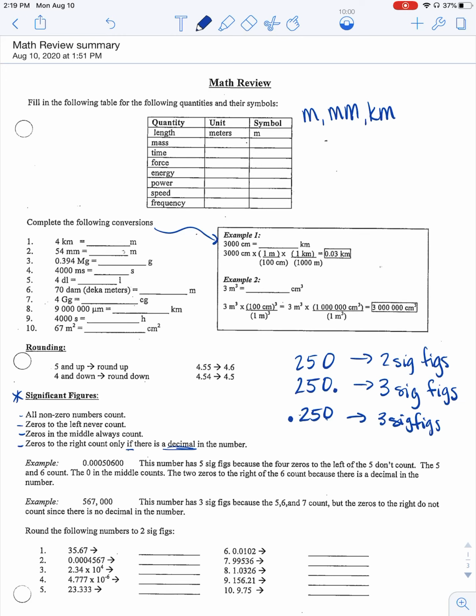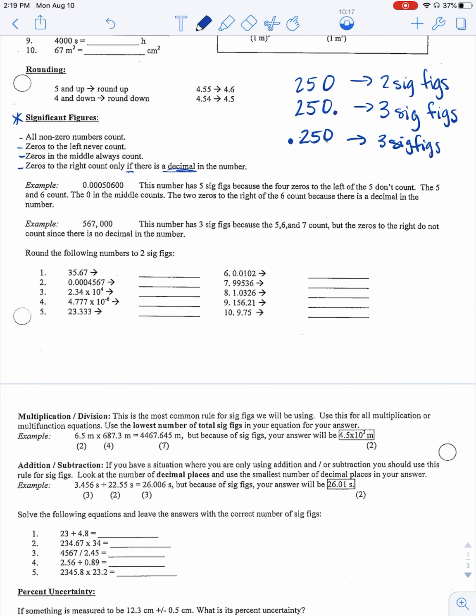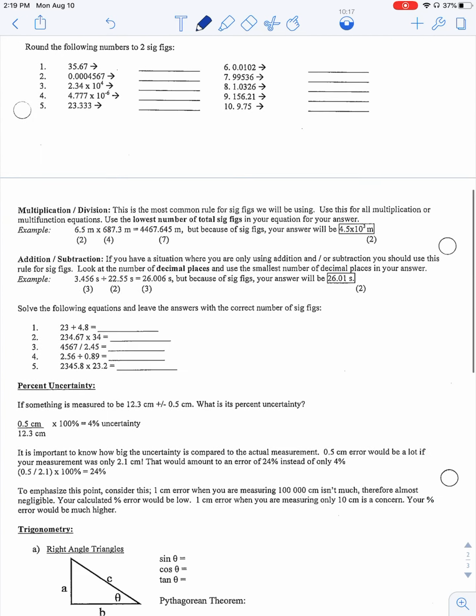If students struggle, this is most often the rule that gets them. So make sure that you take time to learn what the rules are for sig figs. When you go to express that final answer, make sure that your final answer is representing the correct number of sig figs, which most of the problems that we're going to work in here are going to be multiplication and division.